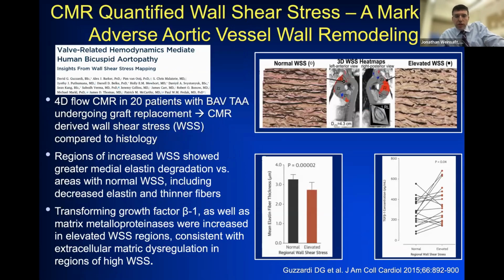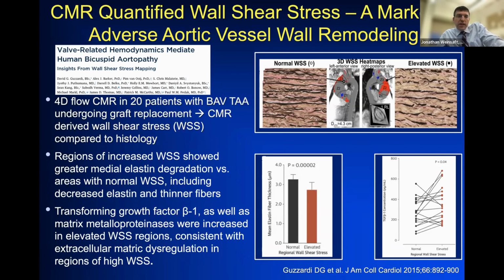Most recently, and very interestingly, in terms of studies looking at associations between four-dimensional flow evidence of wall shear stress and actual aortic wall composition, is data, again, from Northwestern looking at this concept. In this study, the investigators performed 4D flow CMR in 20 patients with bicuspid valve-related aortopathies undergoing proximal graft replacement. And they used 4D flow CMR-derived wall shear stress as an index which they were able to compare to actual histology and histopathology.